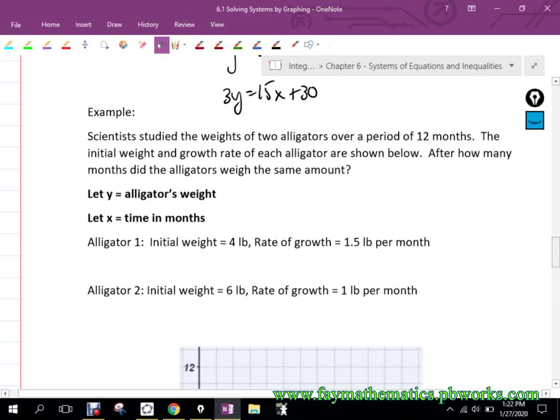So this is, of course, an exam type question where they're going to tell you this scenario, but you have to write the equations, and then from those equations, come up with the answer. Now here's the thing: if you write your equations wrong, your answer is going to be wrong, right? Okay. So it says let y be the alligator's weight, and x be the number of months that have elapsed.